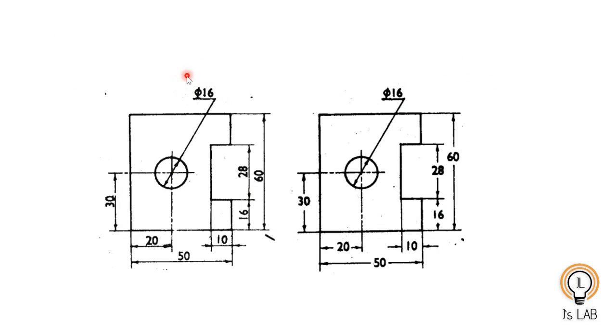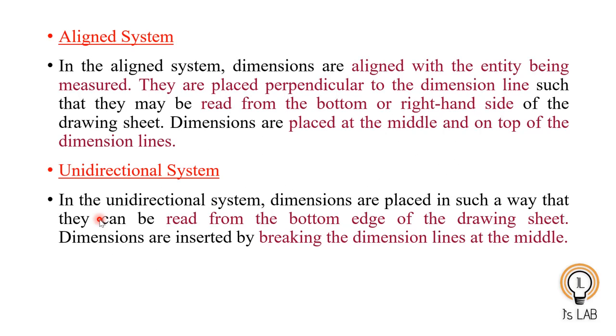The first one represents the aligned system. You can read all the dimensions from the bottom and also from the right side. If this is a dimension line, above the dimension line and at the middle it is written 50. Here above the dimension line and middle you write 20. This one, above the dimension line and at the middle you have written 30, but you can read it from the right hand side. It can be read from the bottom or right hand side of the drawing sheet. That is the aligned system.